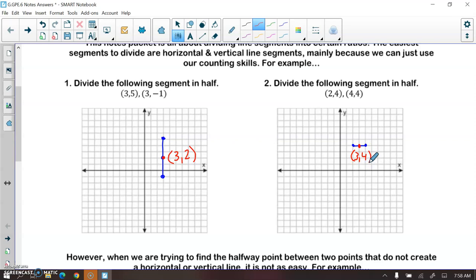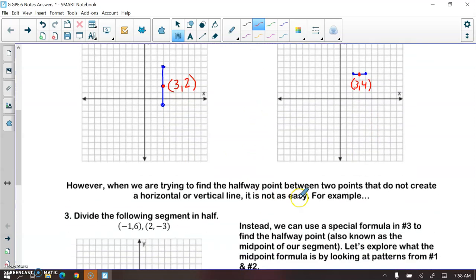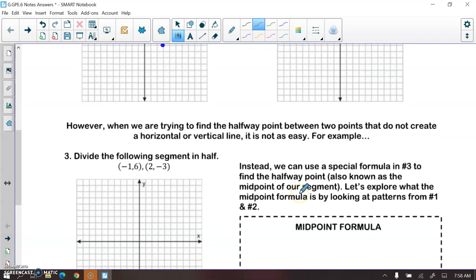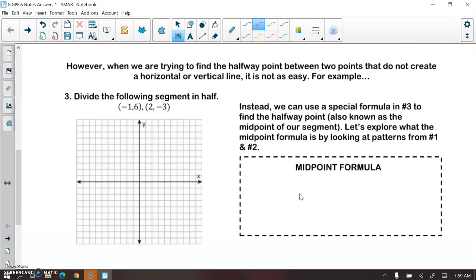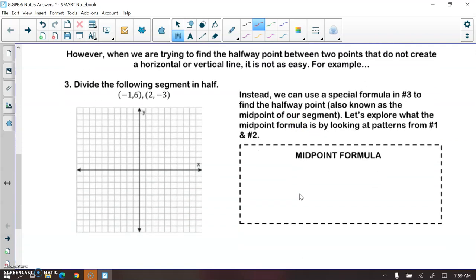Now you heard me use the word midpoint. Midpoint is exactly what we're finding. We're finding the middle of the line segment. Now, when we are trying to find the halfway point between 2 points that do not create a horizontal or vertical line, it's not that easy.